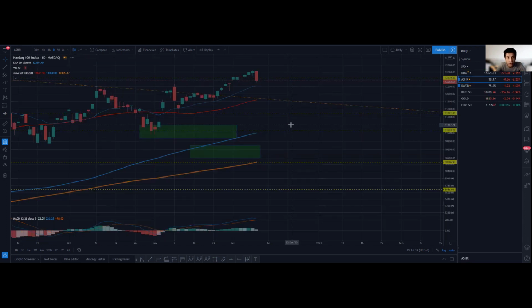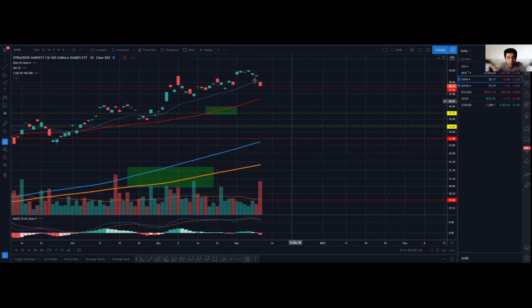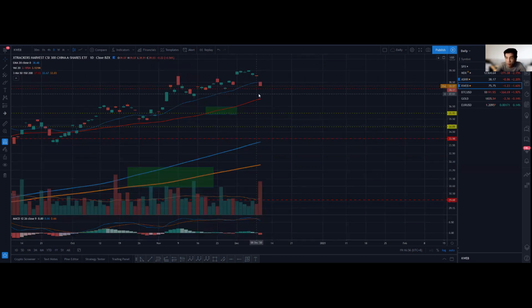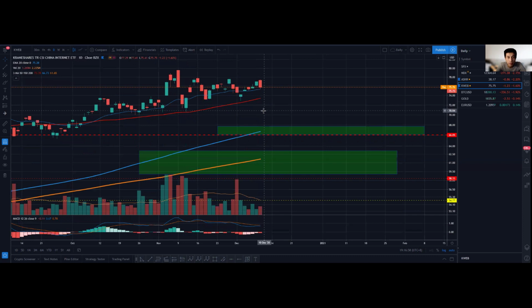And for ASHR, similarly, you got a gap, as I mentioned. I do not trade ASHR and KWEB because you tend to have this kind of gap structure, which means that if you are in the wrong direction, you generally will have a much larger than expected slippage on stop losses. But for long-term investment, that's fine. And for KWEB, similarly, no issue.